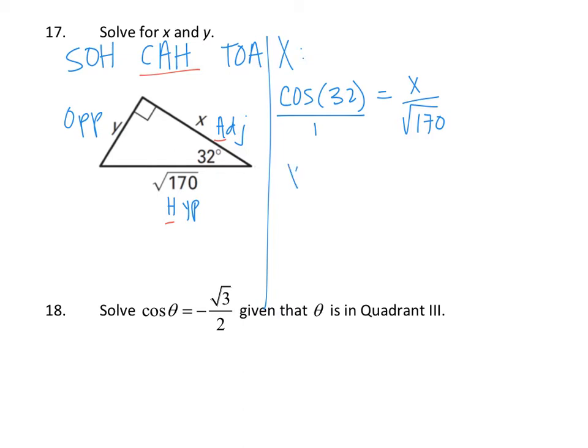So cross multiply, x equals the square root of 170 times cosine 32. That goes in my calculator. So square root 170 times cosine 32. And I got 11.1. I'm going to do some rounding. Okay, and then y.